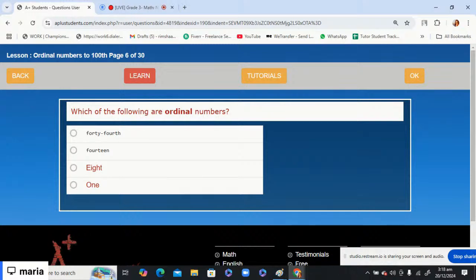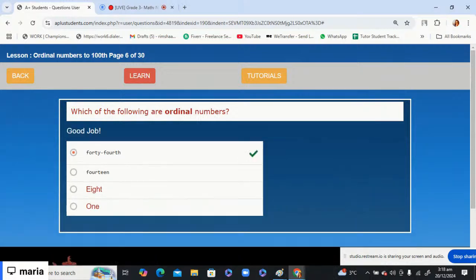Now, which of the following are ordinal numbers? 14 is simple: 1, 4. 8 is only a simple 8. 1 is only a simple 1. So here it is the 44th, which has th involved with it. So here we go with this one.